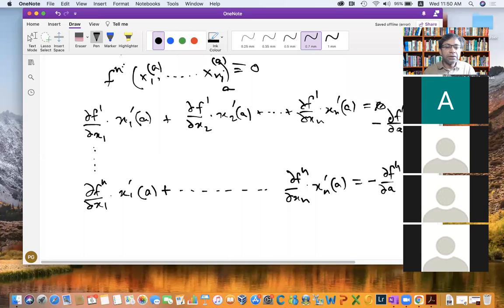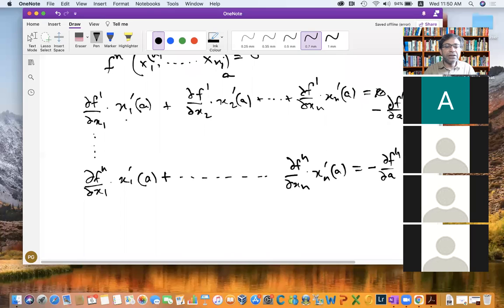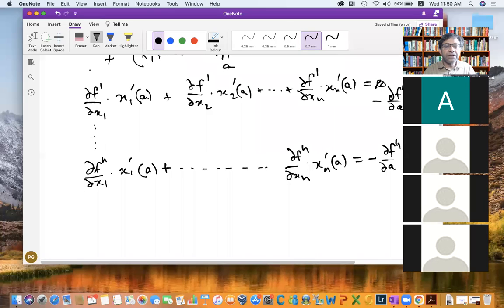Now we are interested in these derivatives, and we have another set of n equations. What are we interested in? We are interested in each of these. These are our comparative static derivatives, right? X1 prime A, X2 prime A, and so on.